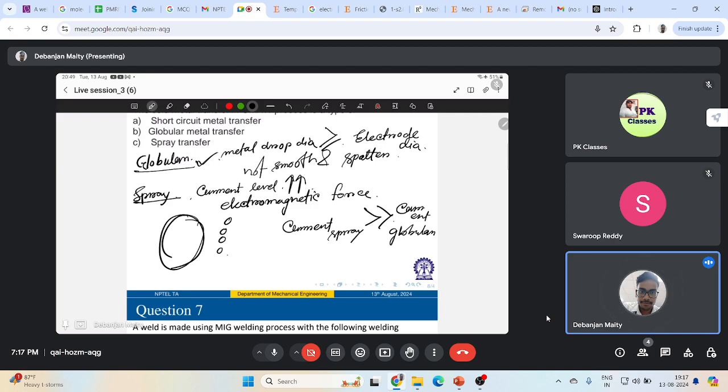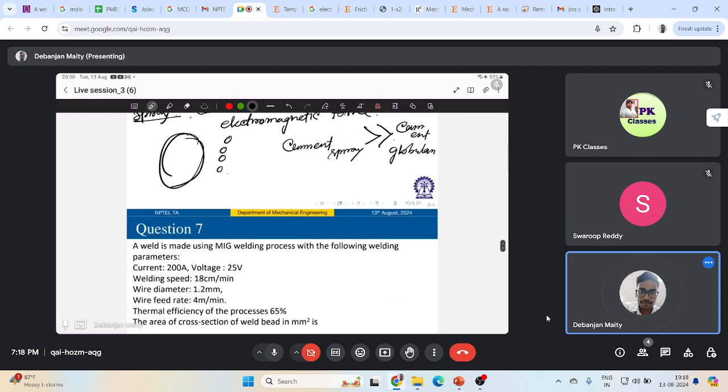globular. And finally, there is this short circuit transfer. Over here, your molten metal at the electrode tip is transferred from the electrode to the weld pool when it touches the pool surface, right? Basically, the short circuiting is happening. So the short circuit transfer encompasses the lowest range of welding current and electrode diameter.